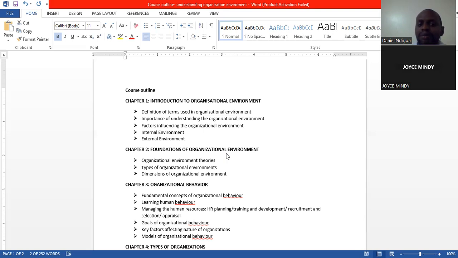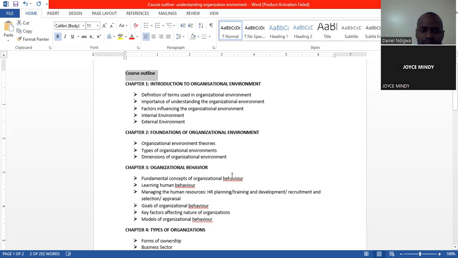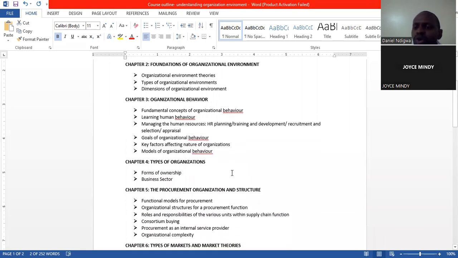Then the second chapter will be the foundation of organizational environment. And here we will be able to understand some of the theories that have been developed over time to try and explain the business environment or the organizational environment. We will also be talking about the types of organizational environment that exist. And here we can look at environments like the microenvironment, the macro environment, and how they affect the business. Then we shall also look at the dimensions of organizational environment.